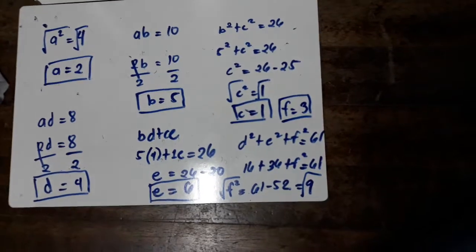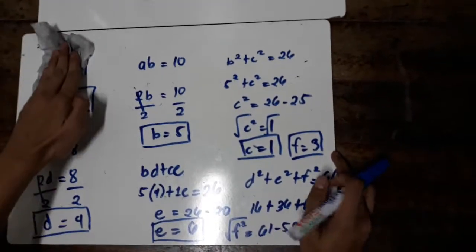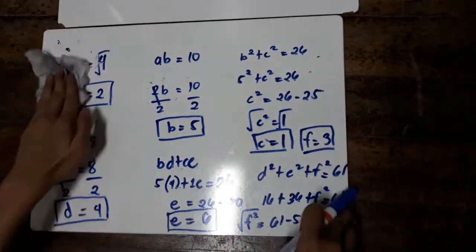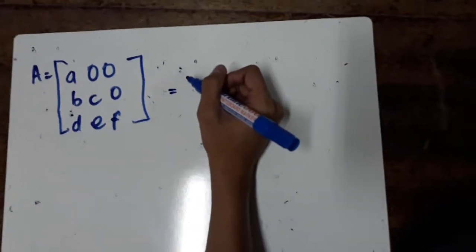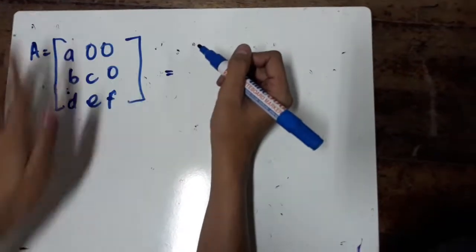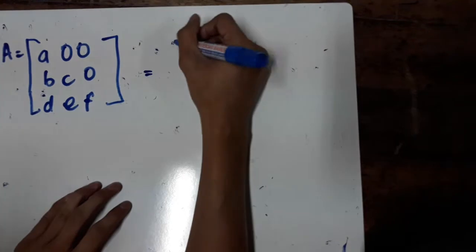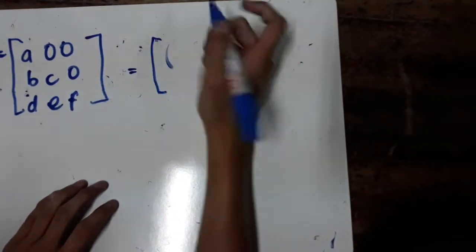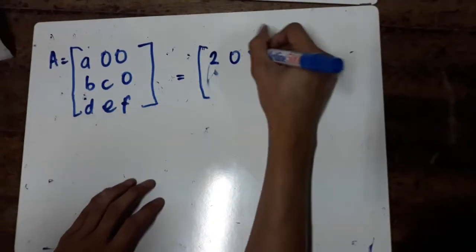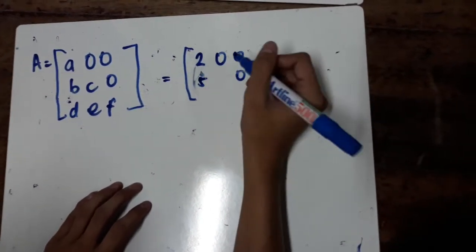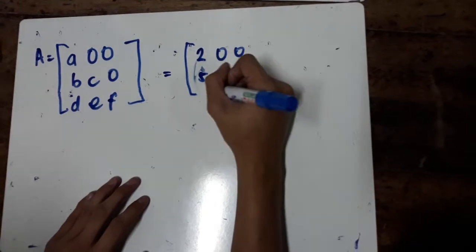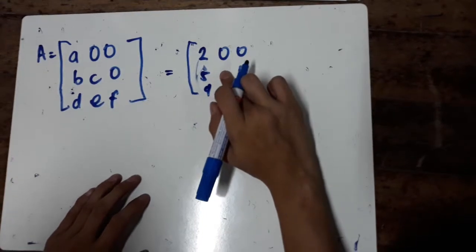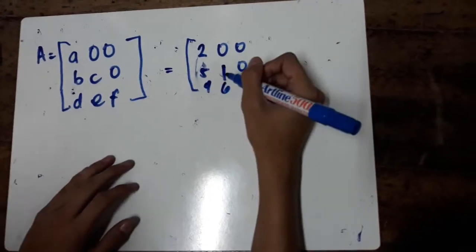Since we have the values of all the variables A, B, C, D, E, F, let's put them in the matrix. Let's substitute the values of A, B, C, D, E, F into the lower triangular matrix. A is equal to 2, then 0, 0, and the value of B is 5, the value of C is 1. The value of D is 4, the value of E is 6, and the value of F is equal to 3.